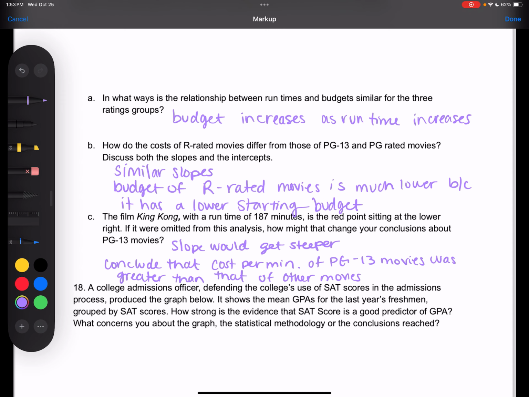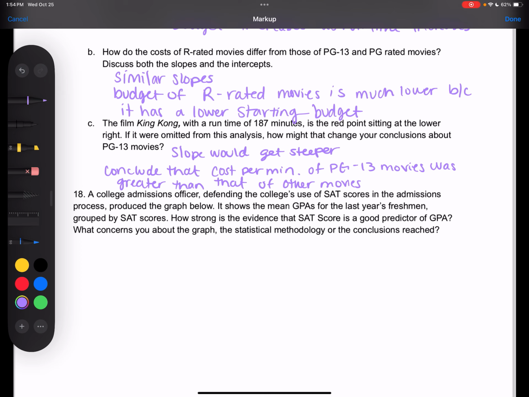So, this one's fitting for all of you doing college applications right now. A college admissions officer defending the college's use of SAT scores in the admissions process produced the graph below. It shows the mean GPAs for the last year's freshmen grouped by SAT scores. How strong is the evidence that SAT score is a good predictor of GPA? What concerns you about the graph, the statistical methodology, or the conclusions reached?